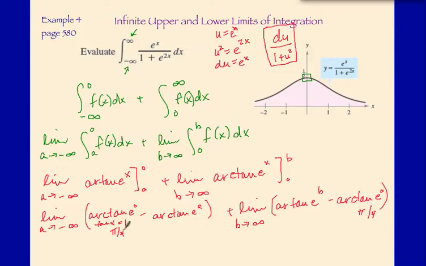Okay, wait, did I do this correctly? You're going to have pi over 4, and then, we'll see. Now, I'm going to go ahead and plug in negative infinity for a. This is going to give me pi over 4 minus arctan of e to the negative infinity, plus, if I plug infinity in for b, I'm going to end up with arctan of e to the infinity minus pi over 4.